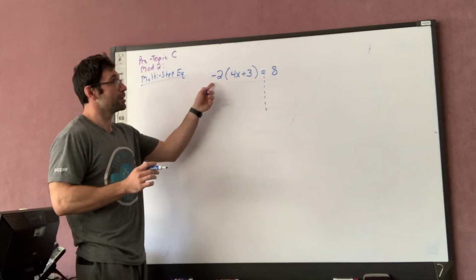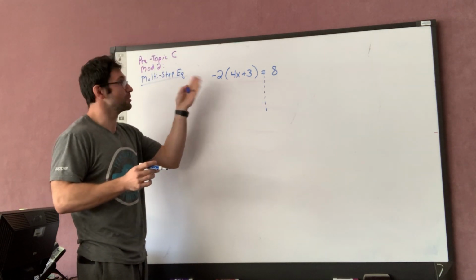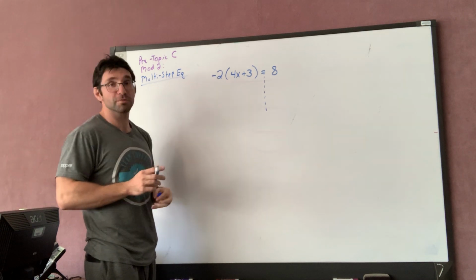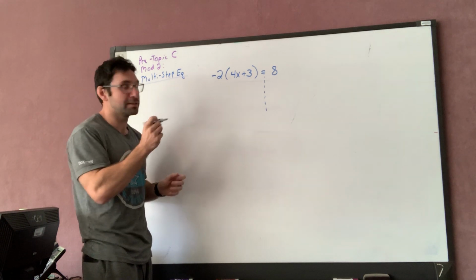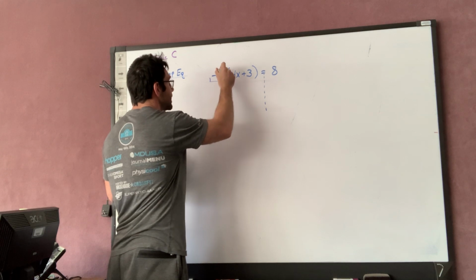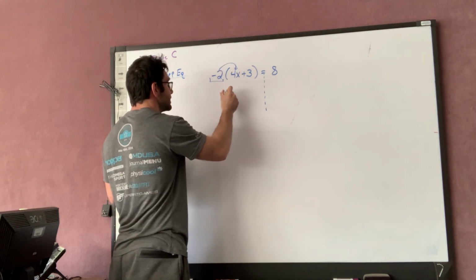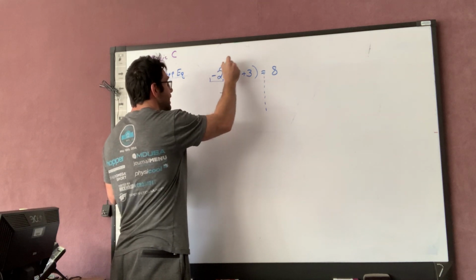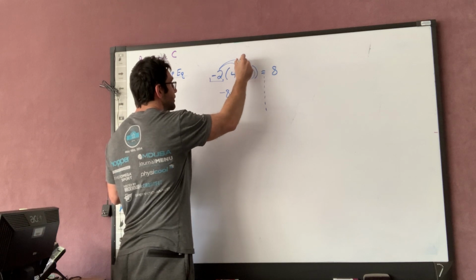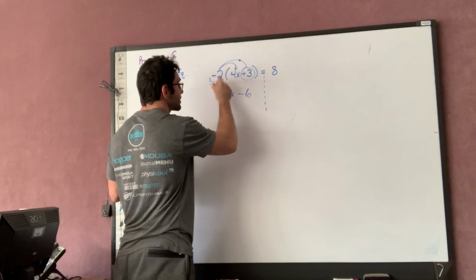From here, do we need to distribute? Absolutely. How do we know? There's something smack dab up against parentheses. That's how we know we're going to need to distribute. -2 multiplied by 4x is -8x. -2 multiplied by +3 is -6.